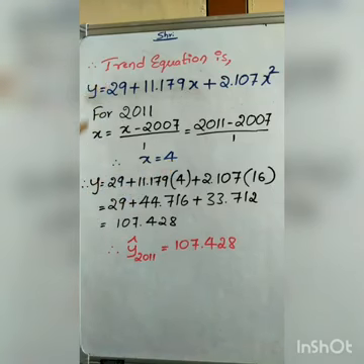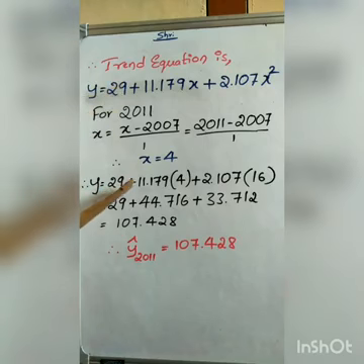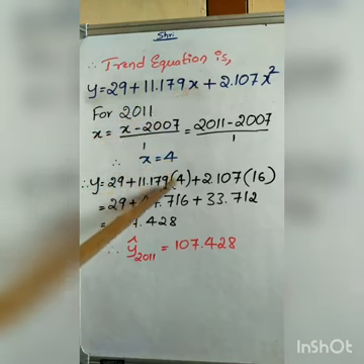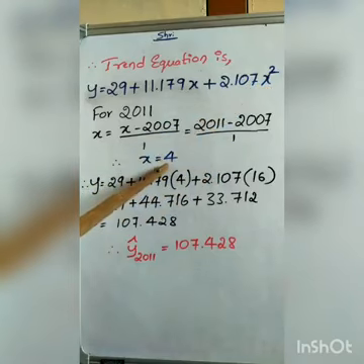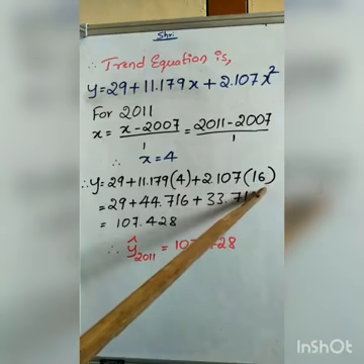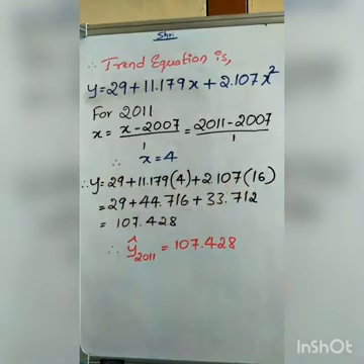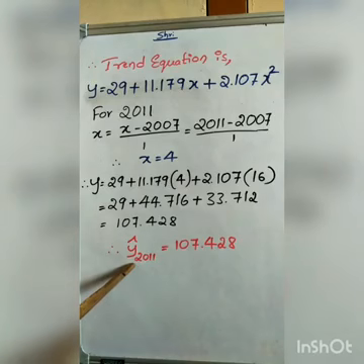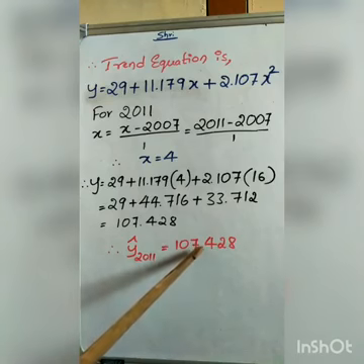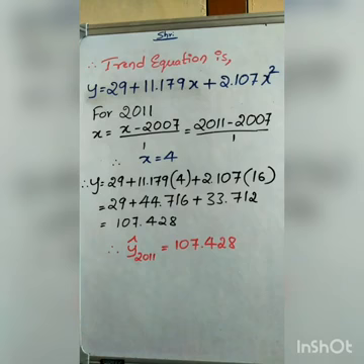So y as it is 29 plus 11.179. In place of x, substitute this 4, plus 2.107 as it is. In place of x square, substitute the square of 4, which is 16, and perform the arithmetic calculations. You will be able to get y cap 2011, which tells the estimated value of 2011 is equal to 107.428. So this is how this problem has to be solved.